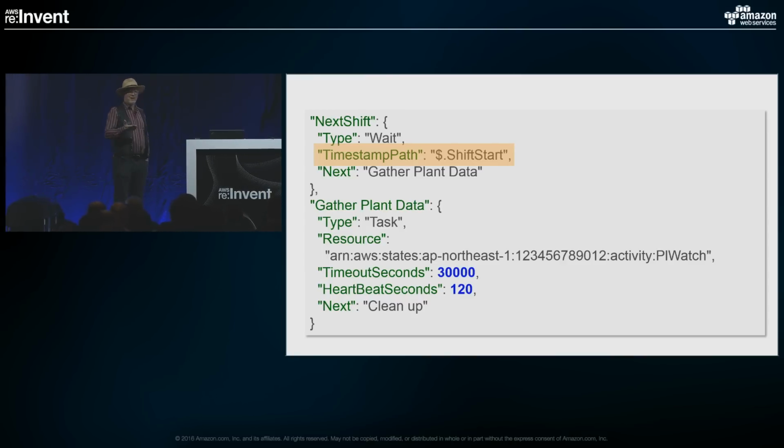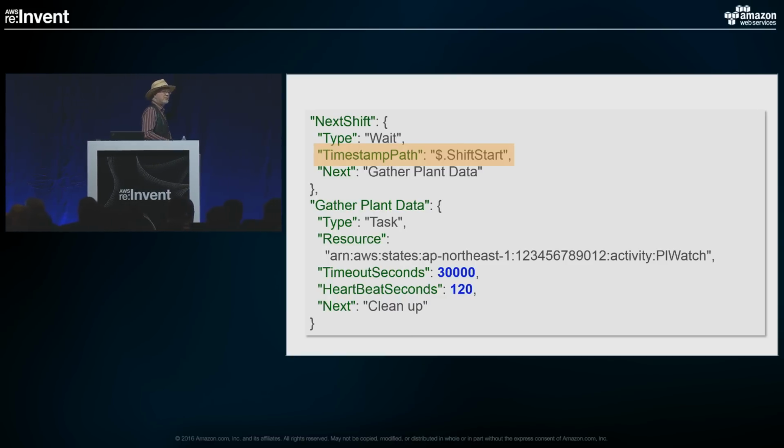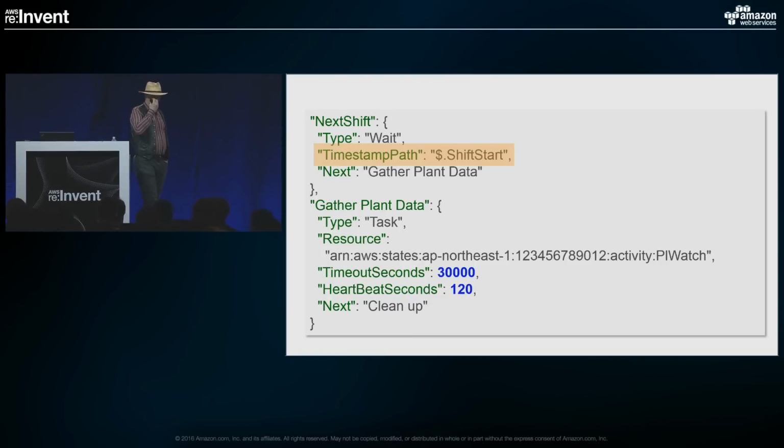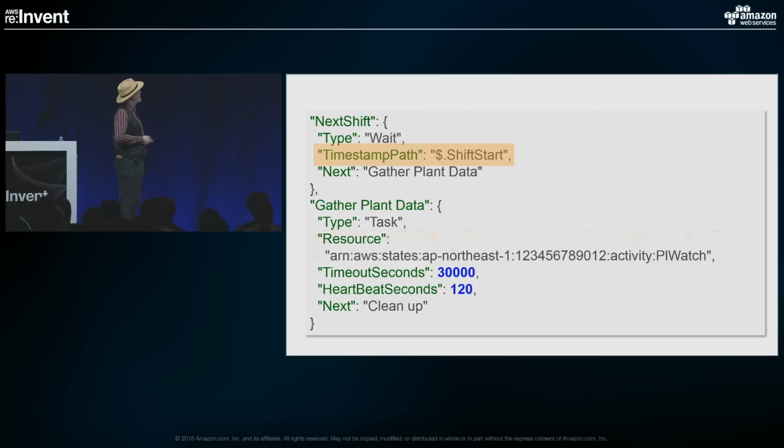So you're going to send us a JSON message with a field called shift start that's going to say, we'll start this at 4 p.m. or midnight or whenever it is your shift starts. And the state machine will then just lock up and wait and do nothing until that time comes around. Then the step function service will wake it up and put it to work. And then it'll go through the next pointer there and go off to the gather plant data.